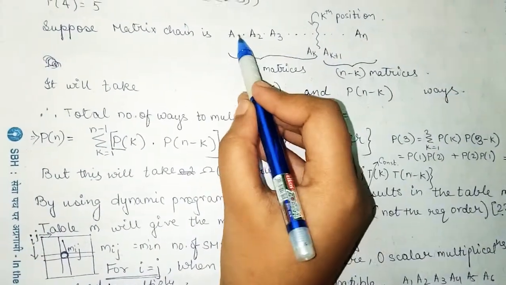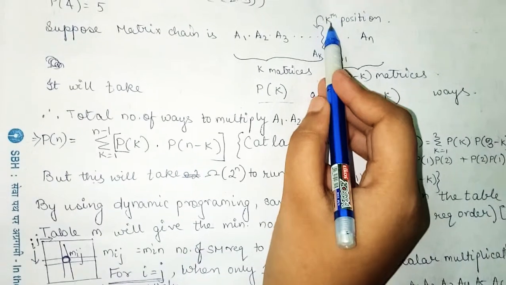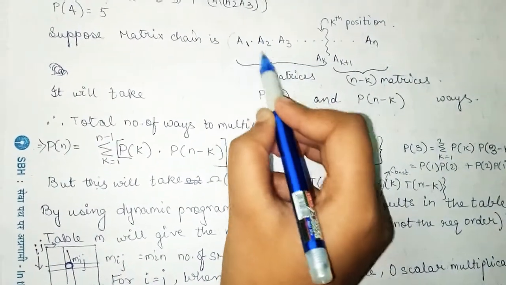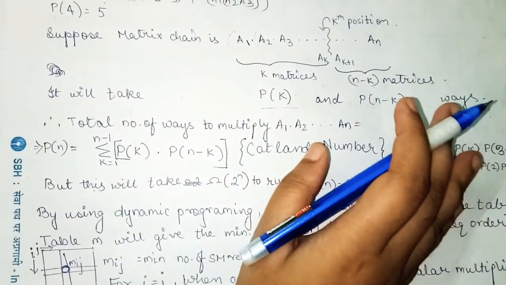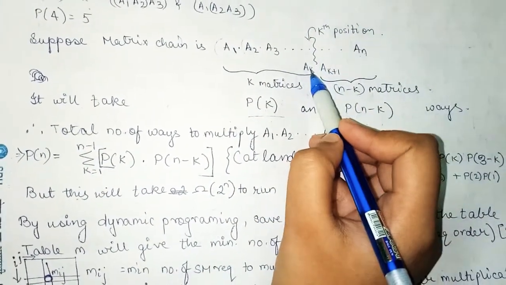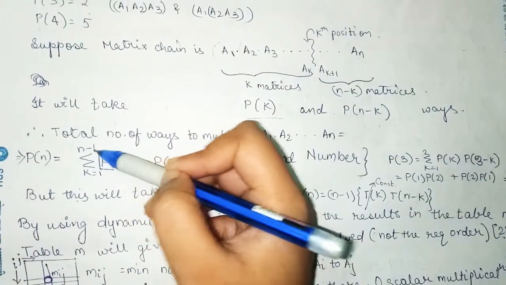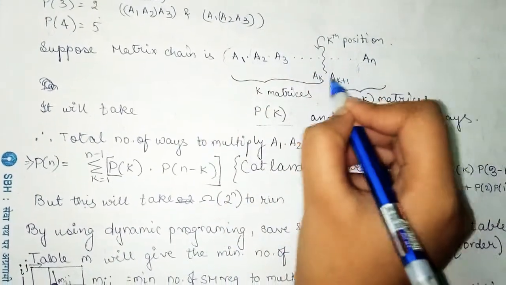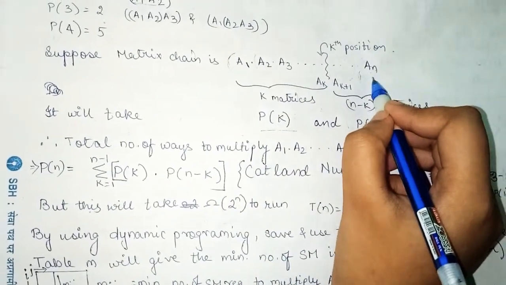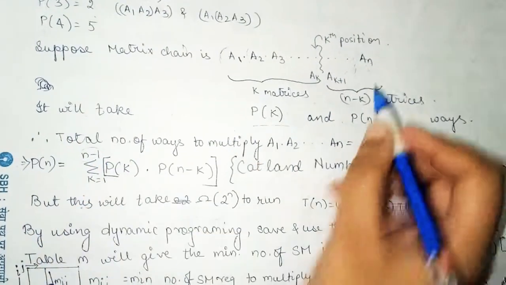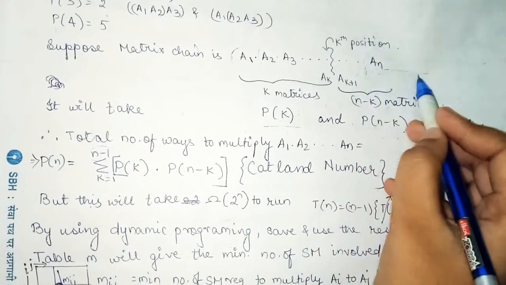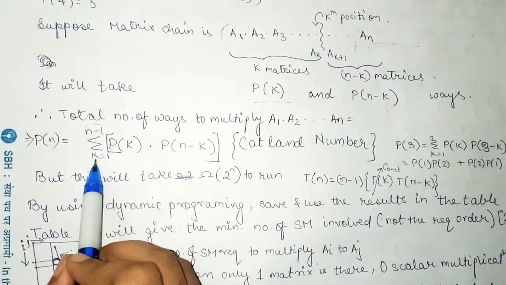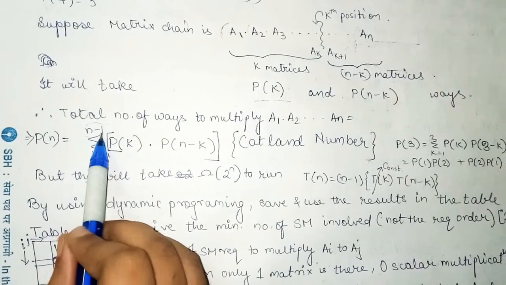How 1 to n minus 1? If we are dividing at kth position, so if we divide at 1, this is one part and this much is the other part. And if we divide at the n minus 1th position, then this is one whole part and this is another. This should not be n, because if I divide at n then nothing is left on the other side. So the value of k will be from 1 to n minus 1.